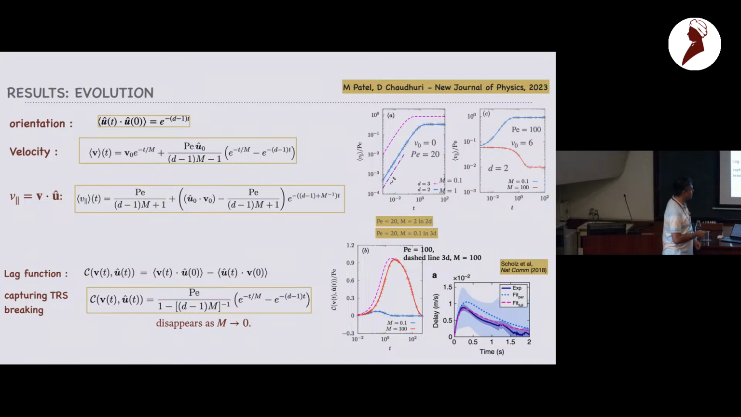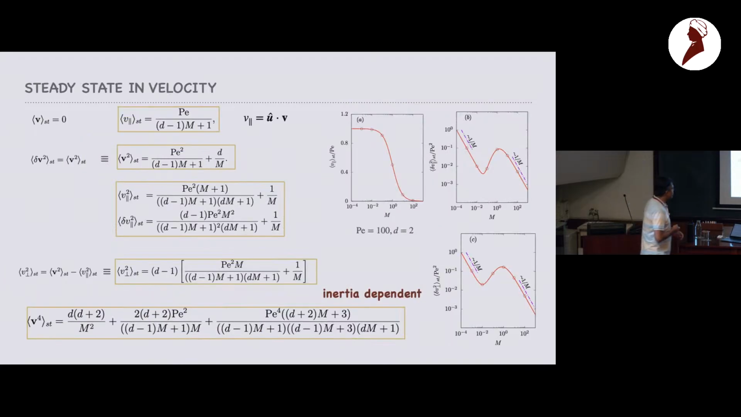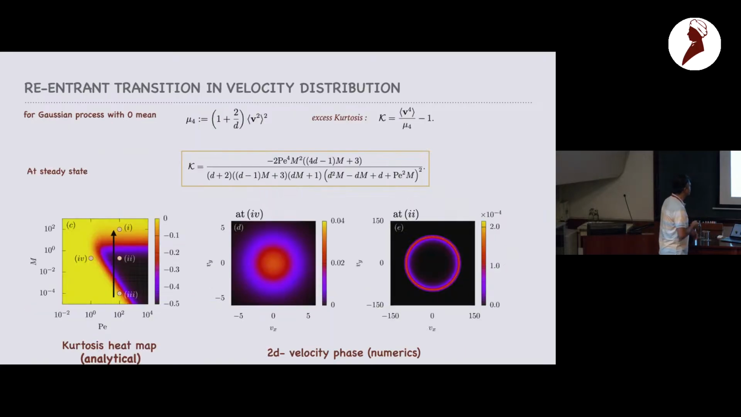A similar kind of departure like here. Of course, the departure becomes stronger and stronger as you look at larger and larger mass ratio. This capital M, remember, is a ratio of the inertial time scale and the persistence time. So qualitatively the same behavior. One can also calculate all these steady state quantities. I'll not, but yes, one can do all those things.